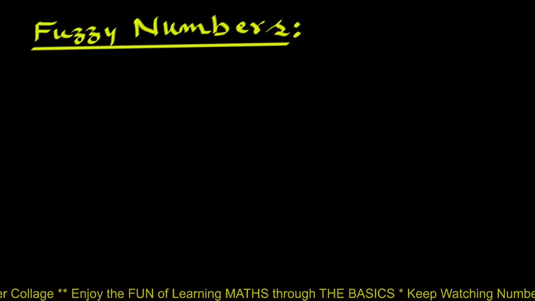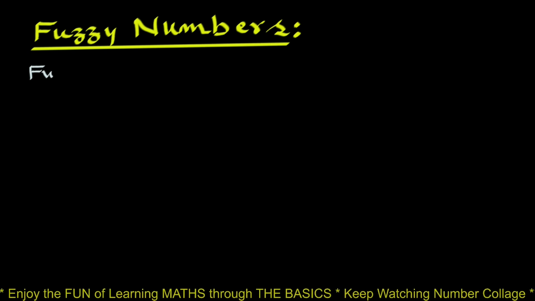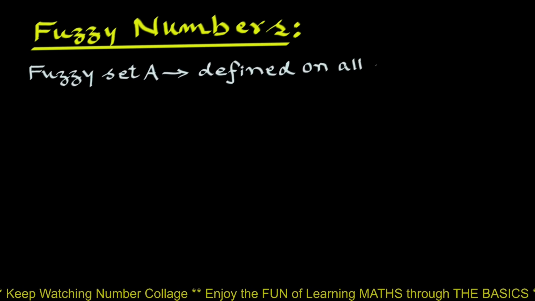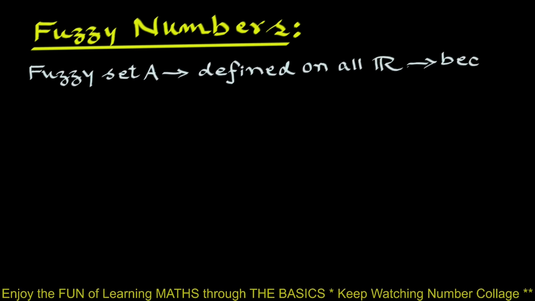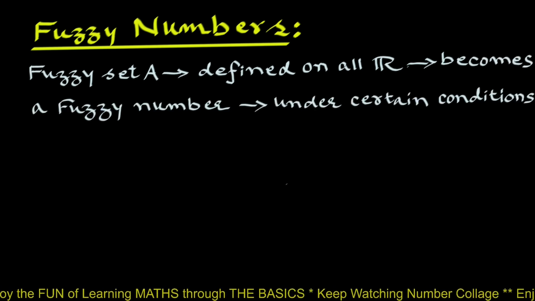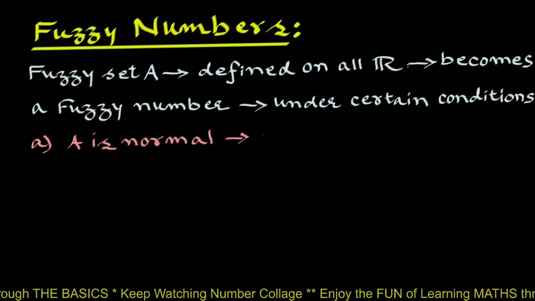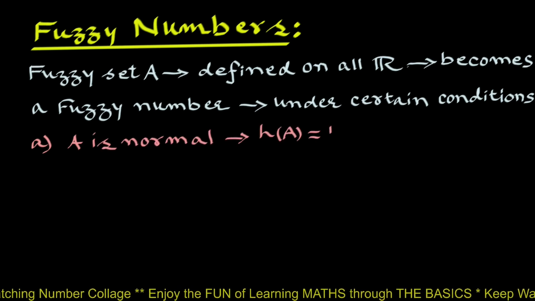In this video, we are going to talk about fuzzy numbers. It is interesting to know that a fuzzy set A defined on all real numbers becomes a fuzzy number under certain conditions. What are those conditions? A is a normal fuzzy set, which means the height of A is 1.